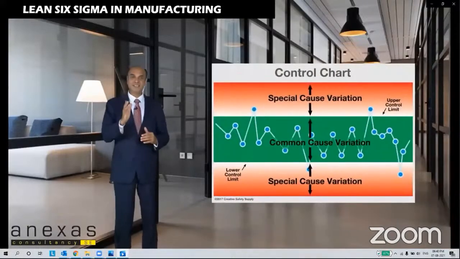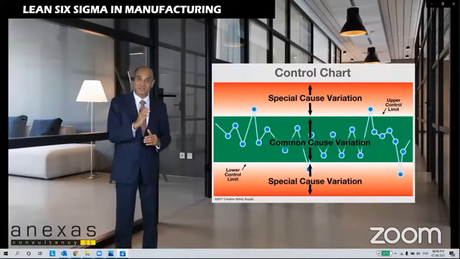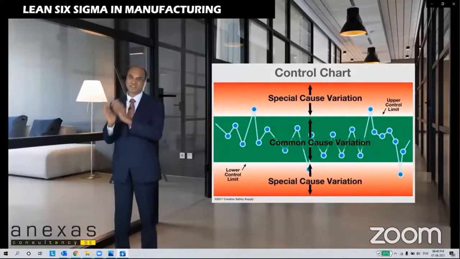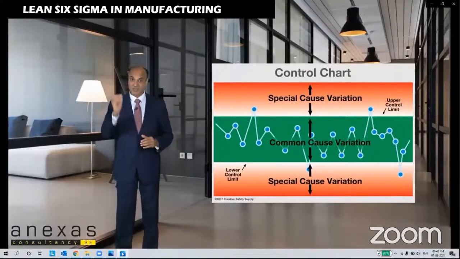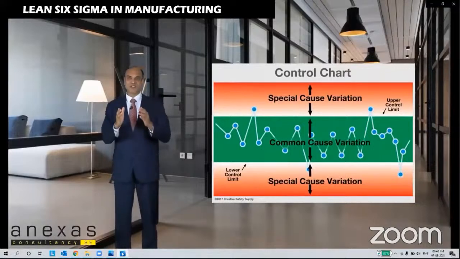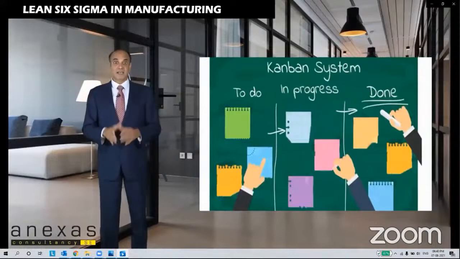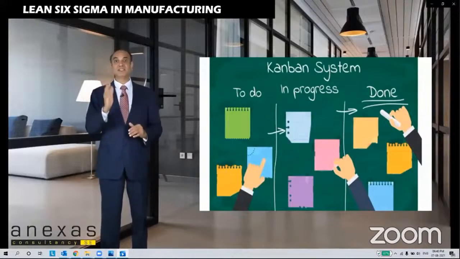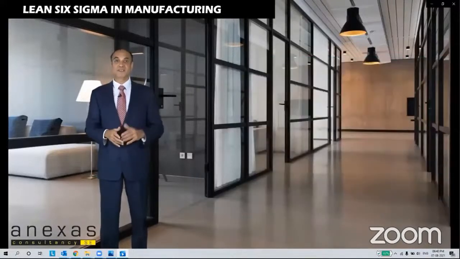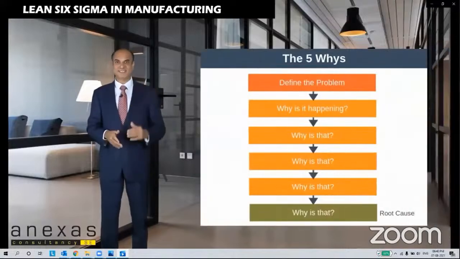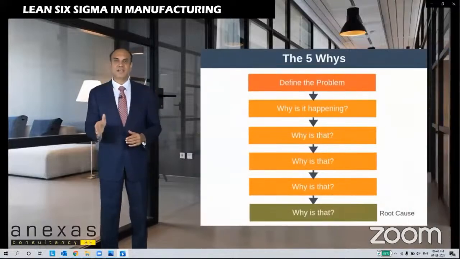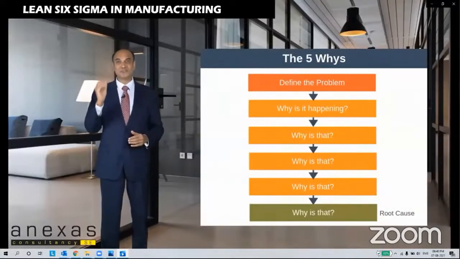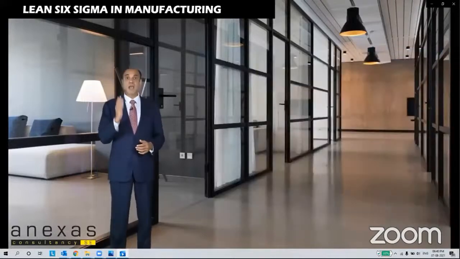Control charts. By understanding the control charts, you can understand the difference between the common causes and special causes. For special causes, you take immediate action, and for common causes, you take long-term actions. Kanban. It is a visualizing tool on maximizing the flow of goods and work without unnecessary inventory or transportation. Then we have 5 Whys. Ask why 5 times, and you will get to the root cause of the problem.